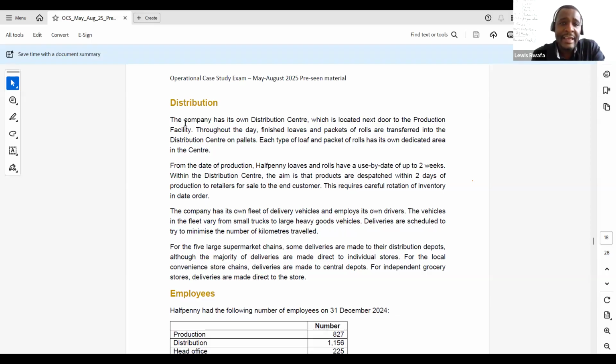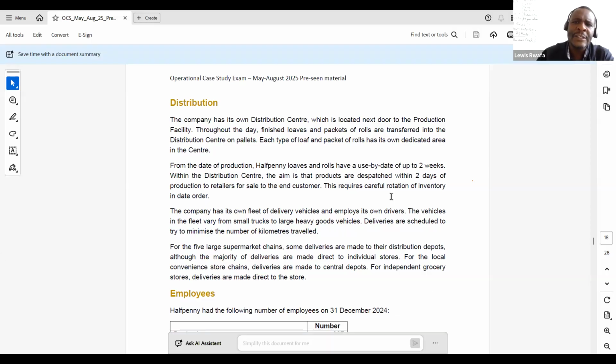Okay, so it says here, throughout the day, finished loaves and packets of rolls are transferred into the distribution center on pallets. Each type of loaf and packet of rolls has its own dedicated area in the center, right? Costing there to track where our costs are coming from is very important. From the date of production, Halfpenny loaves and rolls use a sell by date of up to 2 weeks. It's fairly fine for that.